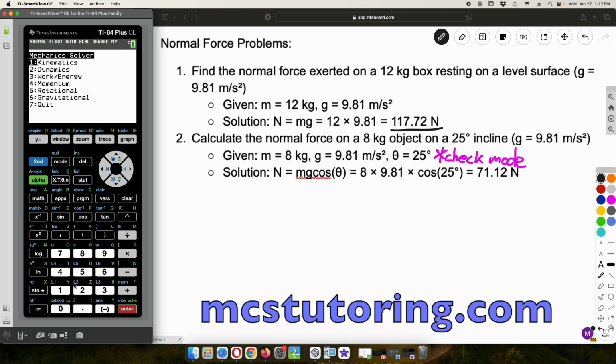So again, we're going to go to dynamics, and we're doing normal force here, option 6, and then we're going to do it on an incline. So, what is the M? The mass is 8 kg. The G, in our case, we're going to assume the G is 9.81 again. Your G in your class might be more or less accurate, or it might be 10. I'm not trying to dig on the AP physics students in the United States, but, you know, so it goes. And then what is the theta? It's 25. So just remember, if it's in degrees or radians, make sure your mode is correct, so you get the correct answer there. Okay, and we get 71.12 newtons.